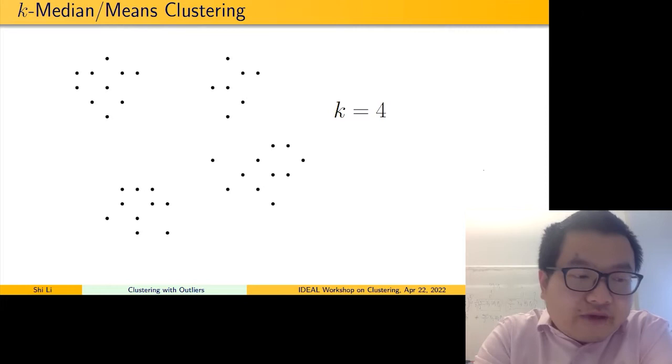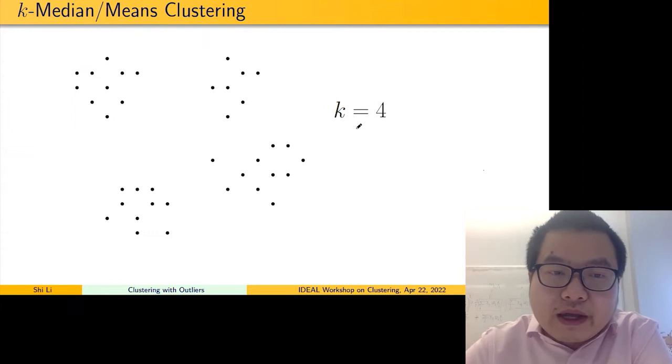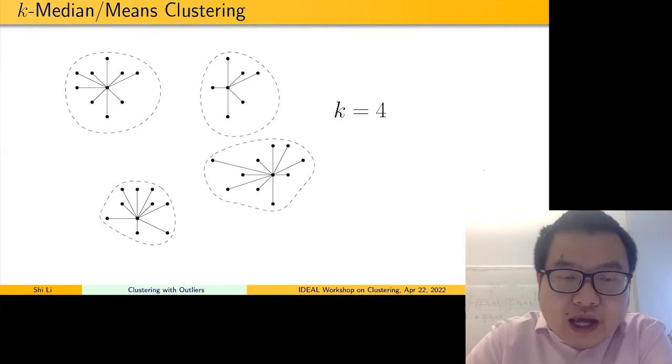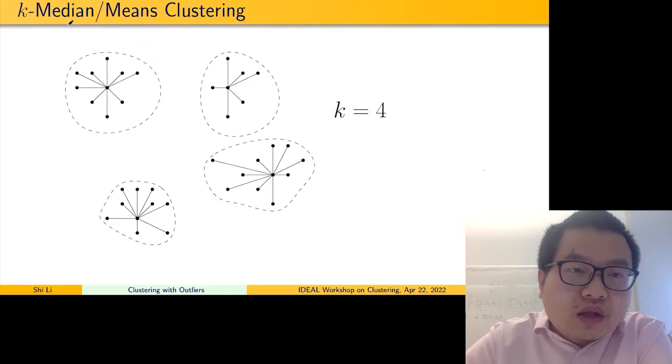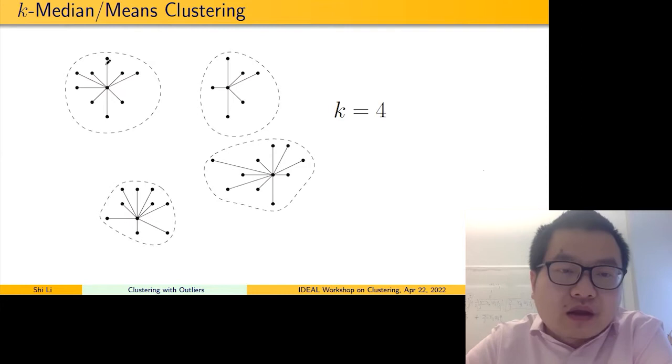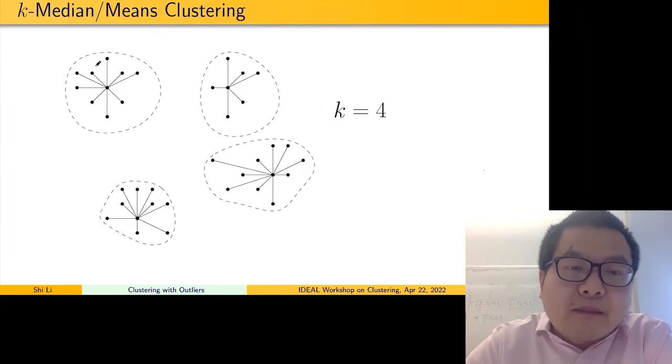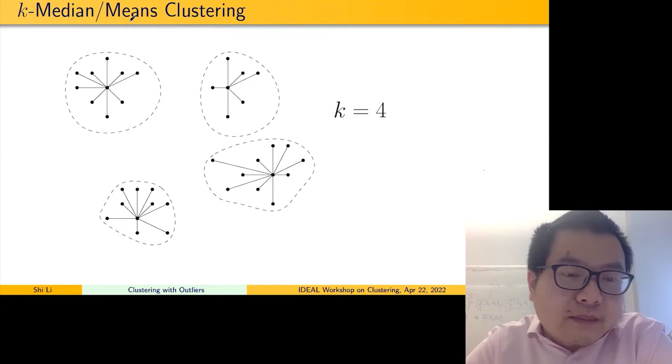So we are given a set of points in a metric, and we are given a number k. The goal of the problem is to partition the points into k clusters and to minimize some objective function. Typically we have k-median and k-means clustering. For k-median, you choose one point for each cluster and connect all the points in that cluster to the point. Then the goal is to minimize the sum of the connection distances. And k-means is to minimize the sum of the squared connection distances.